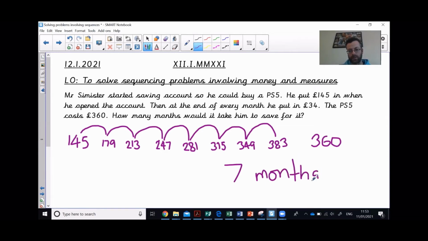The truth is, it's going to take me a lot longer than 7 months to be able to buy a PlayStation 5. Maybe Christmas 2033. Anyway, 7 months is my answer.